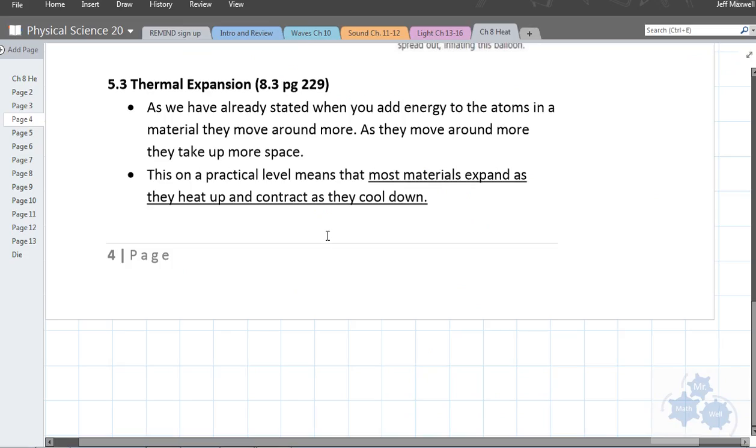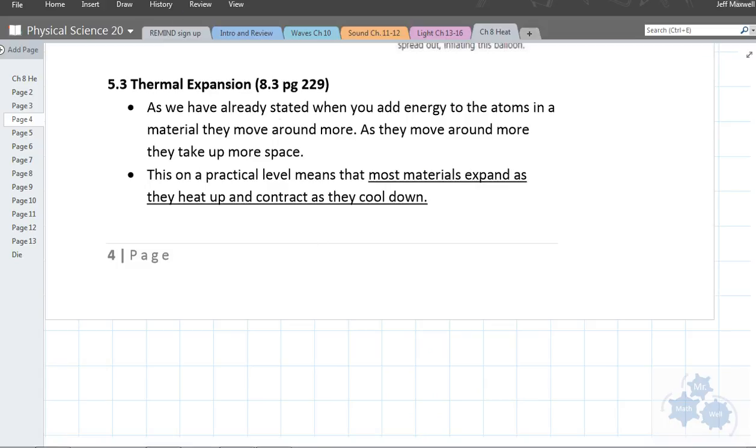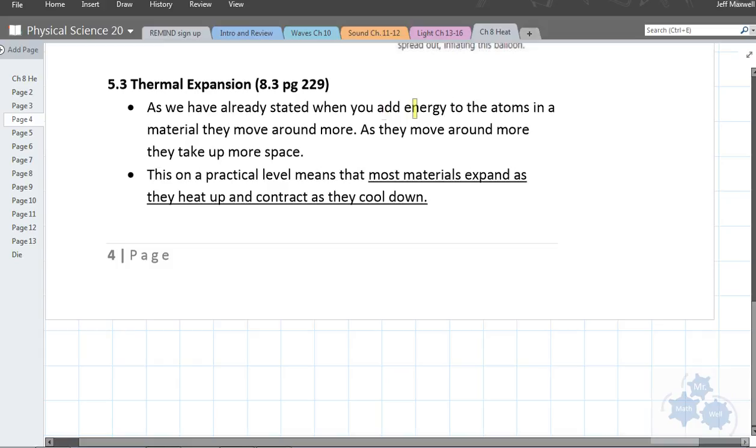All right, so thermal expansion in 8.3. We've talked already about how adding energy to atoms in a material makes them move around more and more. We've also talked mostly about gases. But on a practical level, when we heat up most materials, they expand. And if we cool them down, they contract.